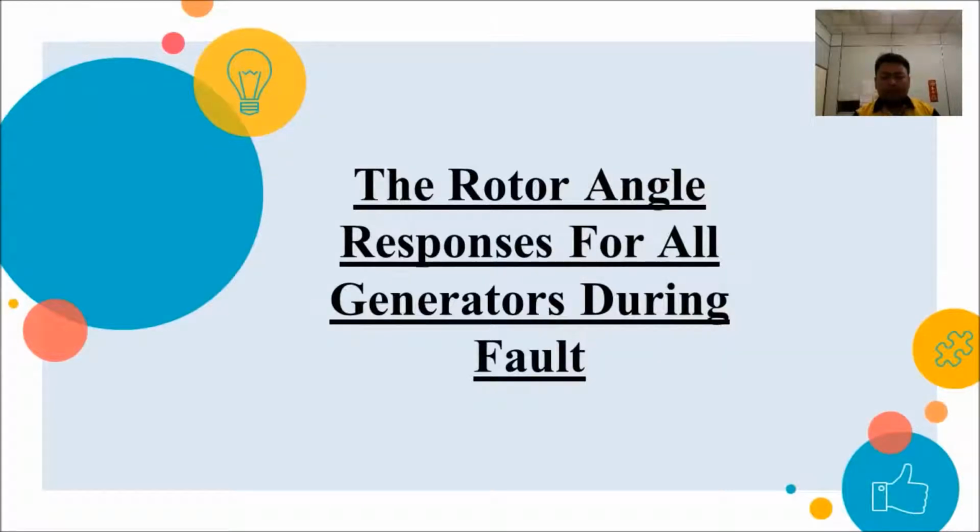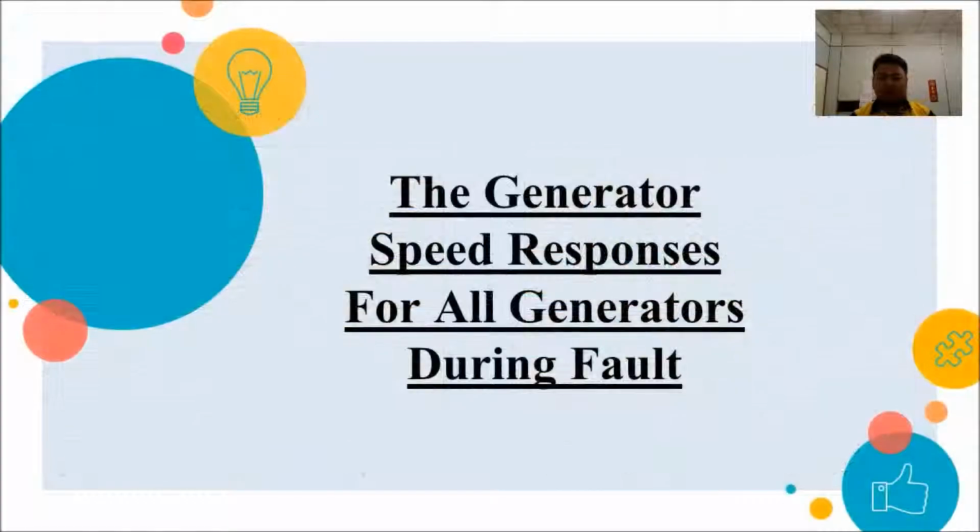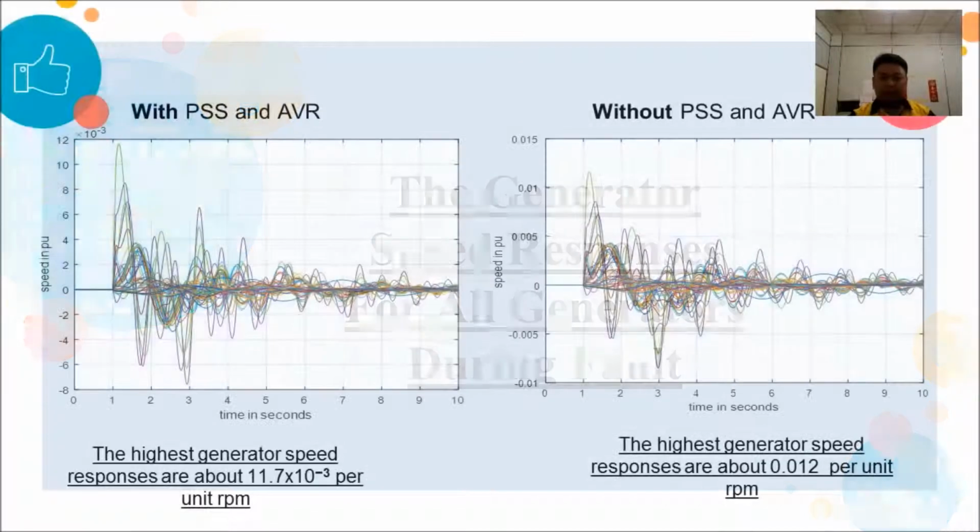The rotor angle response for all generators during the fault: with PSS and AVR, the highest rotor angle response is about 98 degrees, which is 1.0104 radians. For the without PSS and AVR condition, the highest rotor angle response is about 170 degrees, which is 2.04 radians.